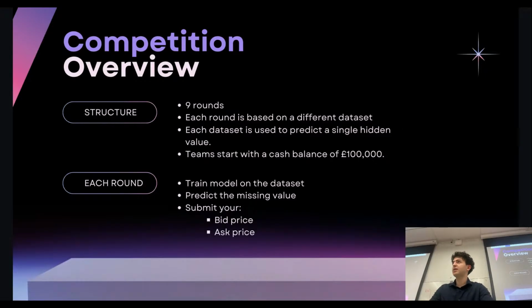So for each round, everyone will just submit their bid and ask spreads, right? Imagine that your model spits out, I think this is £100. You're going to submit, okay, maybe I'm not very certain about this. I'm going to say that I think it's between 80 and 120, right? Whoever provides the tightest spread will become the market maker for that run, and everyone else will trade against them.